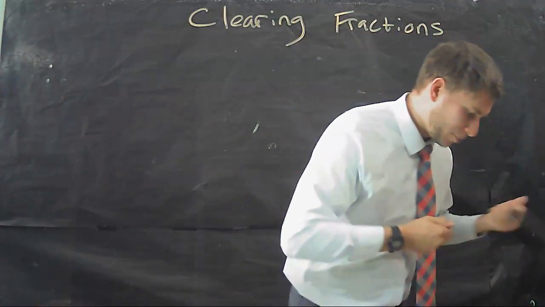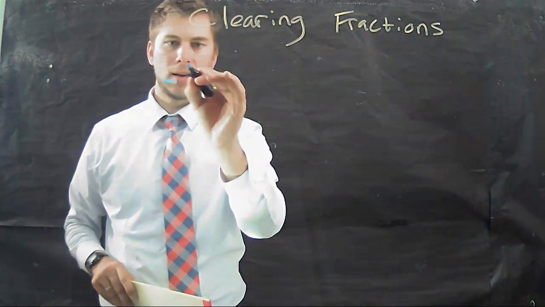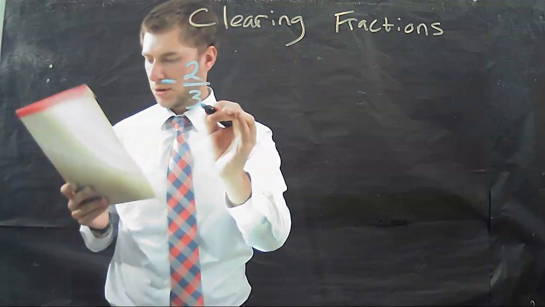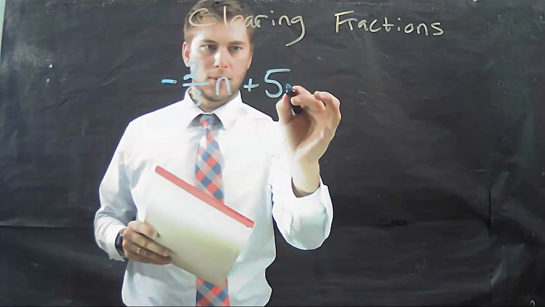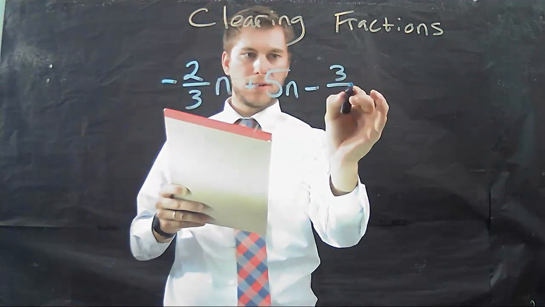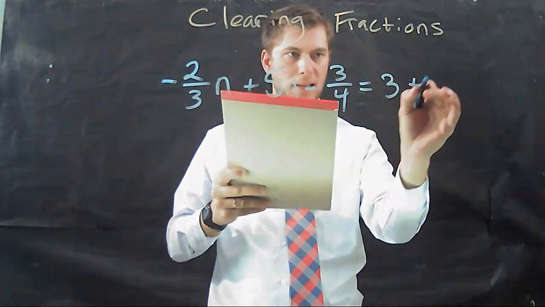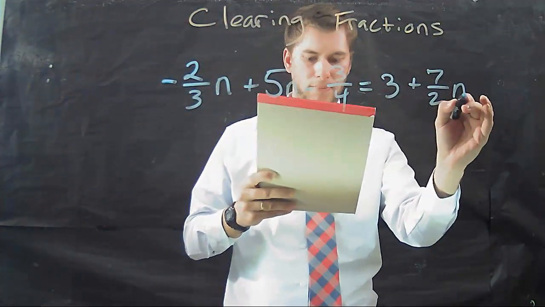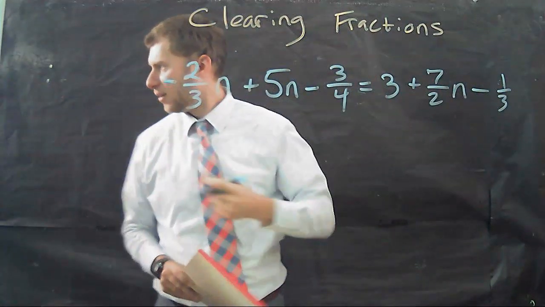All right, this last example here, let's throw in a negative number. So I have negative 2/3 n plus 5n minus 3/4. And all that we're going to say is equal to 3 plus 7 halves n minus 1/3. Okay, so there's a lot here. Can you see that? Hopefully that shows up well.